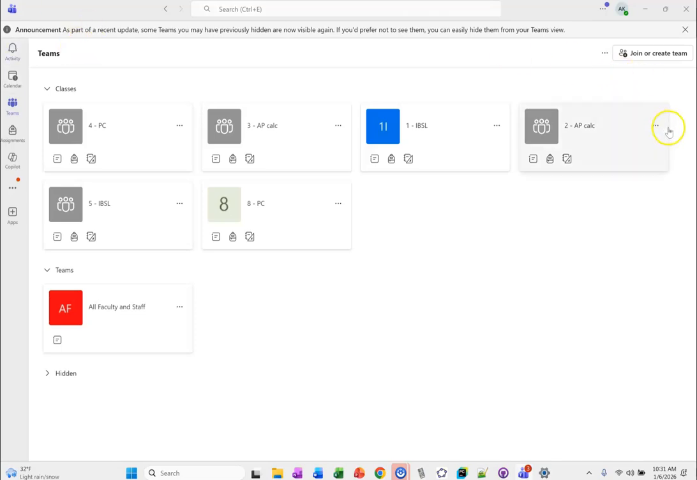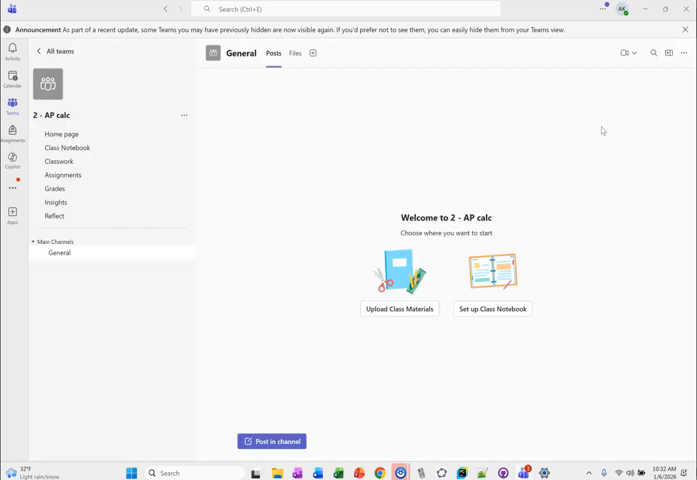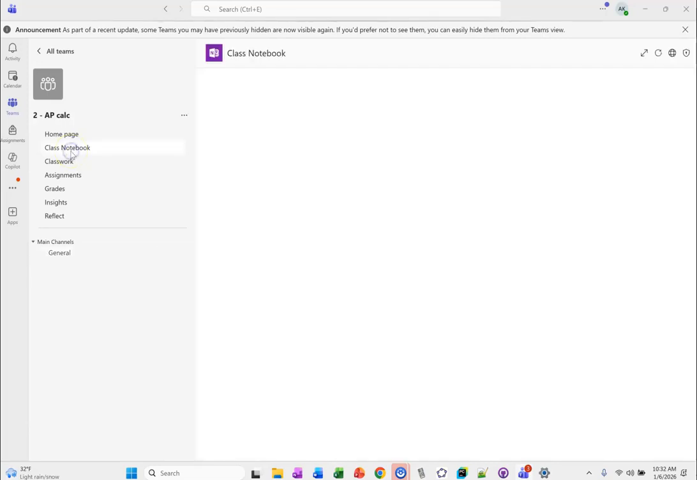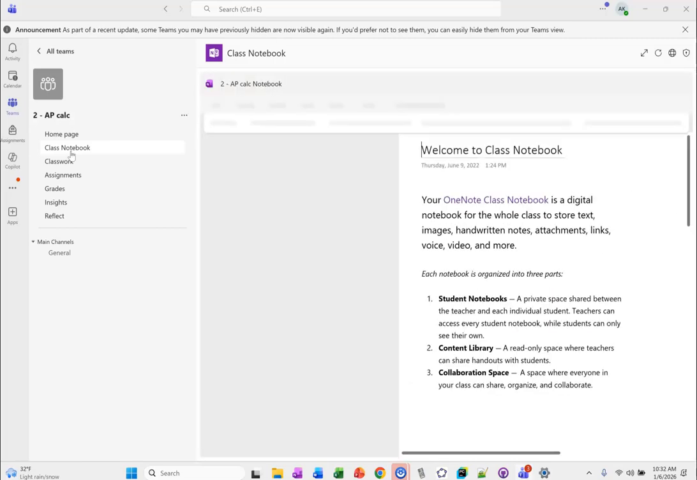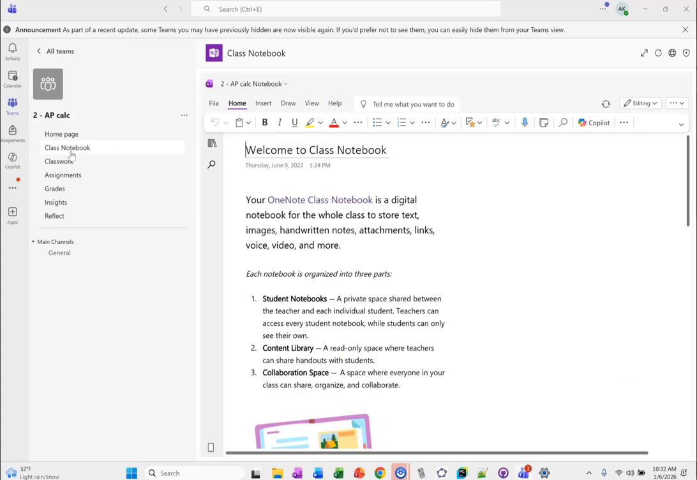All right. So you're going to set up your OneNote notebooks real easy. All we're going to do is click on the tile that says 2/AP Calc. From the side panel here, you're going to click on Class Notebook. It'll take a minute for that notebook to populate. Mine's coming in right now.